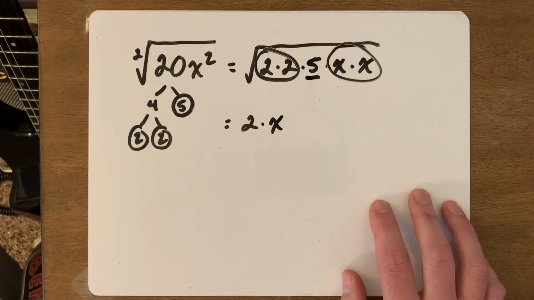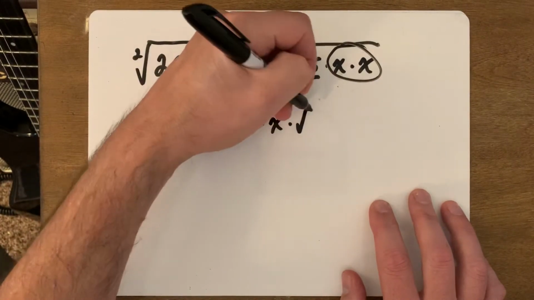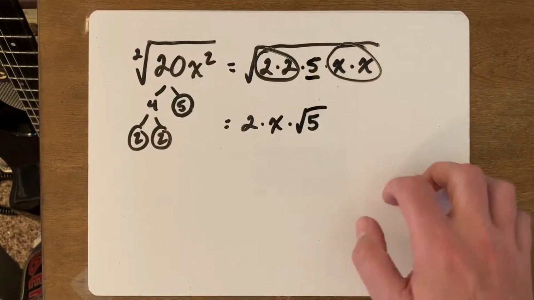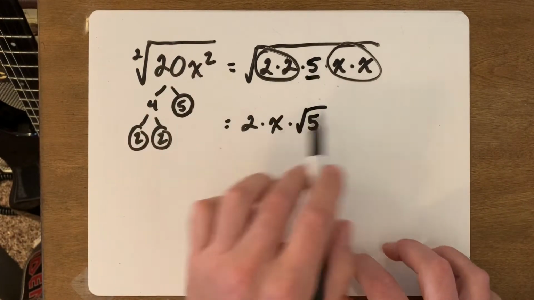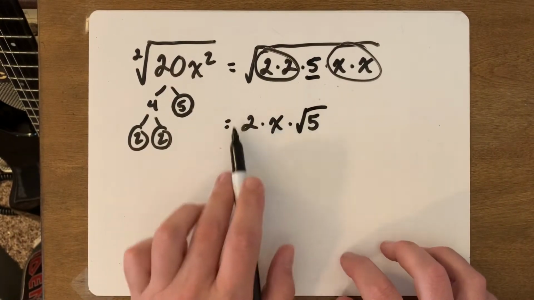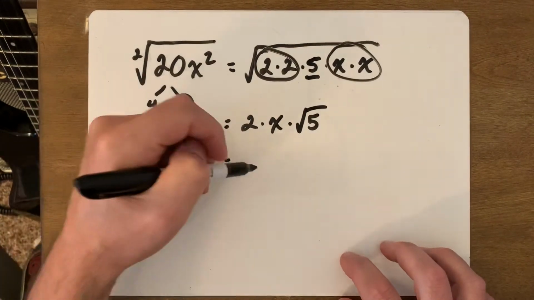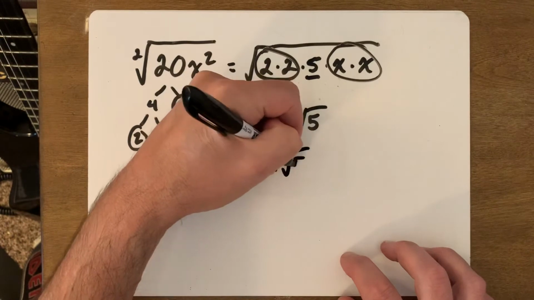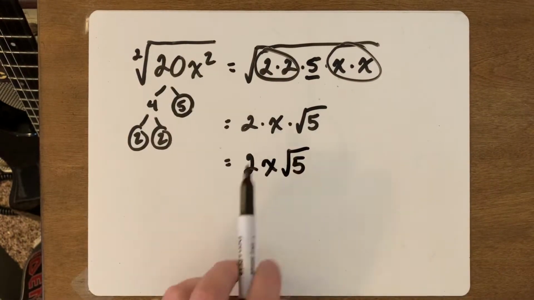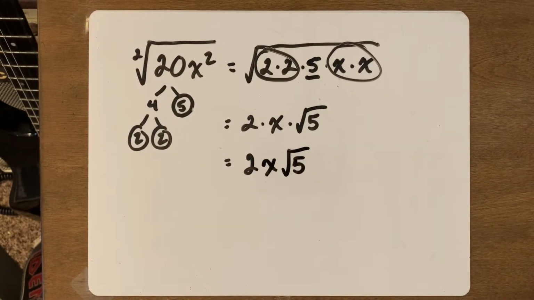The 5, since it didn't have a pair, is still left under there with just the square root of 5. And so when you get done here, taking everything out you can, you multiply everything in front together: 2x root 5. Okay, this is my answer, and it's an answer that I would accept all day long.